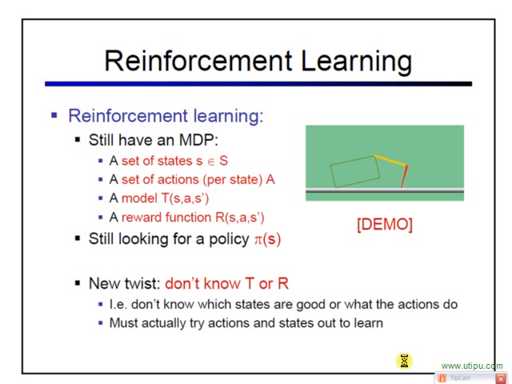And as I said, the twist of course is we don't know T and R. Of course, you can also throw in not knowing S and not knowing A. But we won't do it right now. Now, why is this interesting? Of course, you should be able to see that that's the case.